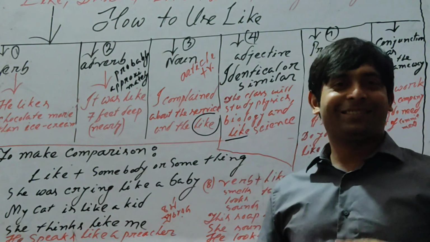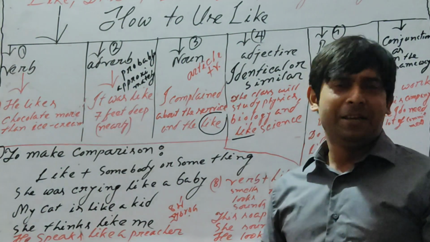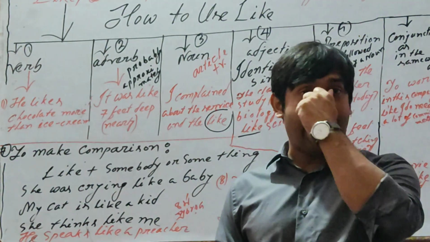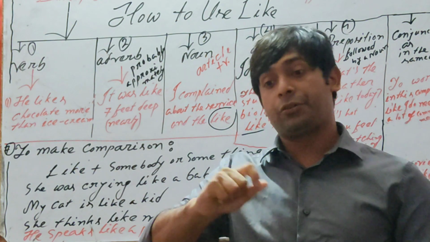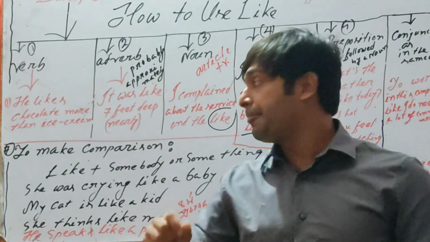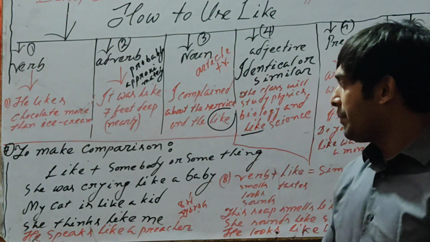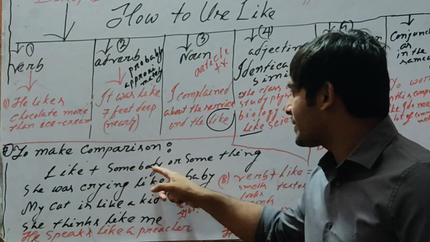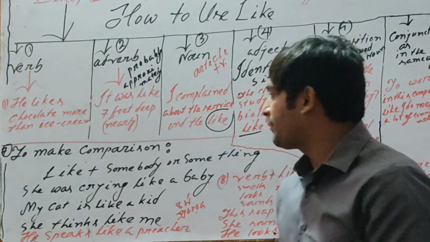The final function is to make a comparison. That's also a very important thing, and it will help you develop your speaking skill and write any sentence correctly. To make a comparison. How to make a comparison? Like plus somebody or something.